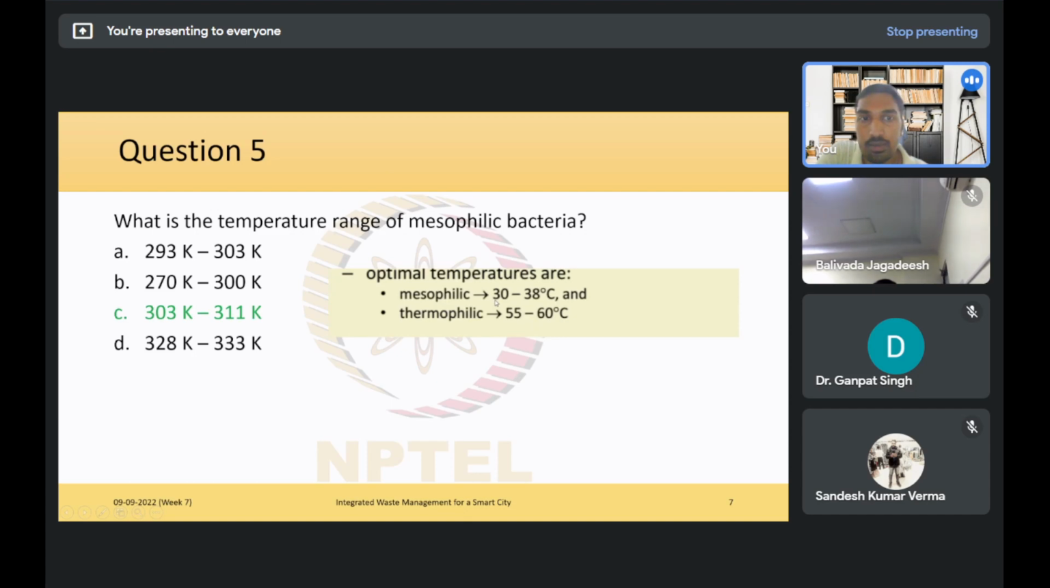So mesophilic operates in 30 to 38 degrees centigrade, and the options given here are in Kelvin. So to convert from Celsius to Kelvin, you need to add 273, approximately. So 30 plus 273 is 303 Kelvin, and 38 plus 273 is 311 Kelvin. Therefore, the temperature range for the mesophilic bacteria is option C, which is 303 to 311 Kelvin, right? So you need to be careful with the units, because here we are converting from Celsius to Kelvin, so you need to pick the appropriate answer based on that.